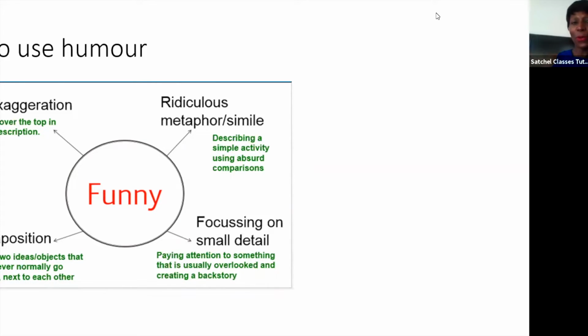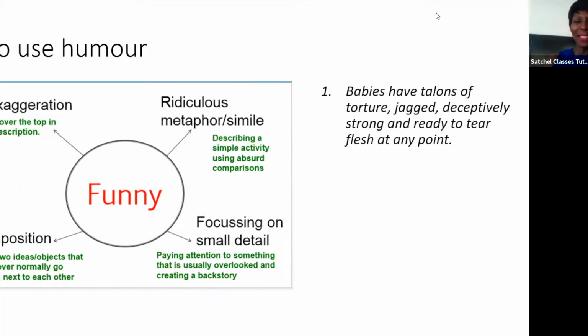So here are some examples of humour that may be appealing and engaging to your audience. It's all about having babies and children, not having babies too early, and that kind of idea. However, you need to be understanding that your audience may not always find things funny, so you have to judge the use of humour carefully. So babies have talons of torture, jagged, deceptively strong, and ready to tear flesh at any point. So talking about the baby's fingernails, trying to be humorous, over the top, exaggeration.